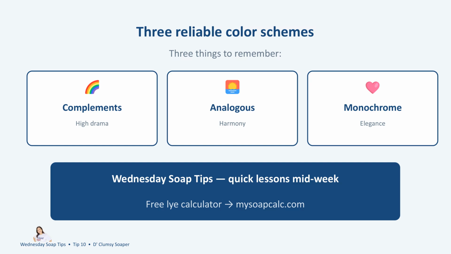And that brings us to the end of our color theory journey. Remember these 3 reliable schemes: complementary colors for high drama and contrast, analogous colors for natural harmony, and monochromatic palettes for clean elegance. Whether you are swirling a handcrafted batch or planning a commercial line, these tools help you design soaps that truly connect with your customers. You now have a real creative framework to work with, and I am rooting for you every step of the way.